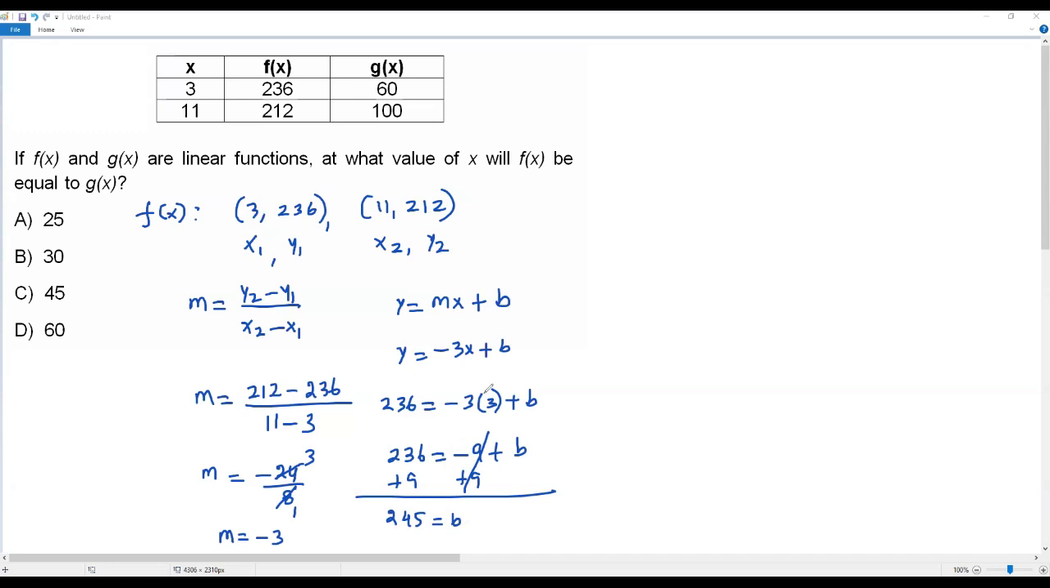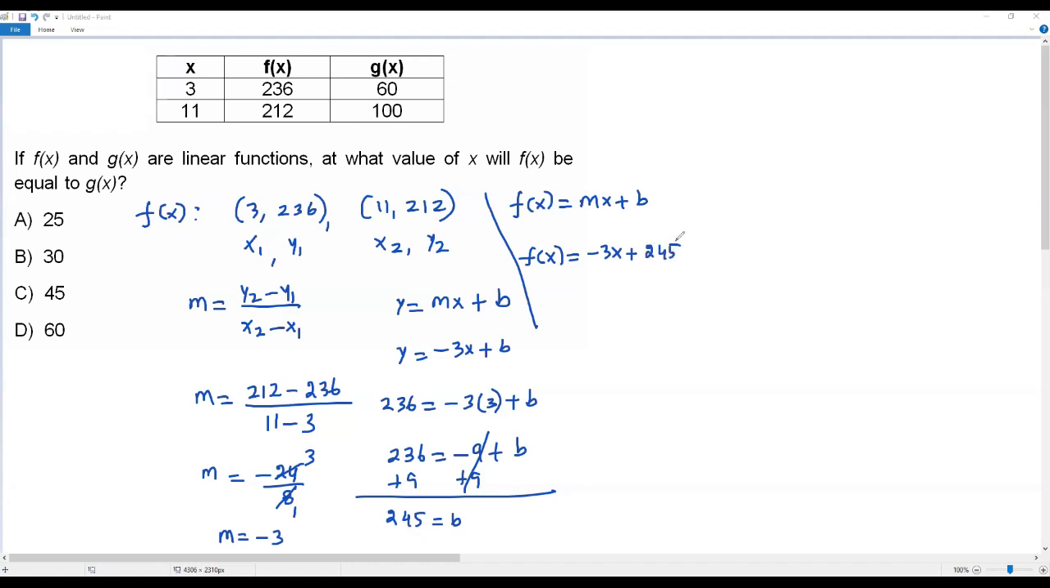Okay, now I got the value of b. Now let me write the linear function f of x. It can be written as y equals mx plus b. So here let me write it: f of x equals, the value of m we already got is negative 3, that is negative 3x, plus the value of b, which we just got, that is 245.